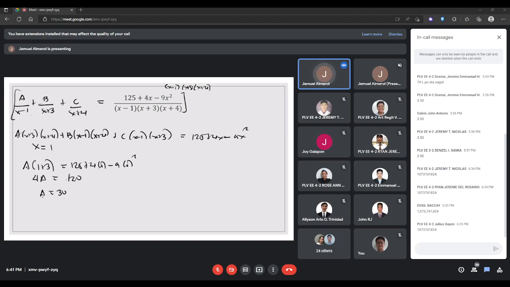Okay, next. When x equal to negative 3, so ang maiiwan niya malamang yung b. So yung walang x plus 3. So we have b times, ay, teka, may kulang ako, sorry. Yung x plus 4 pa pala, sorry.